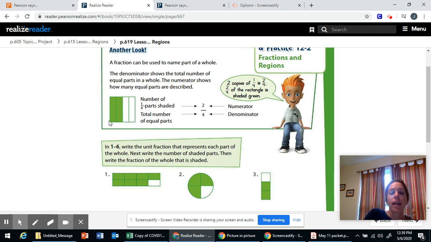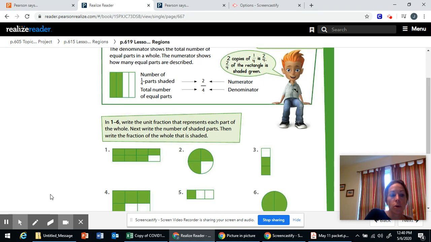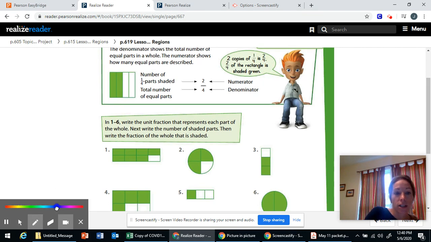So for example, in this model here, the unit fraction would be 1/4. That's each part that makes up that whole, but they shaded in two. So now if they want to know how many parts are shaded, it would be 2/4, because just like the little boy is saying, 2 copies of 1/4 is 2/4. So down here in your directions, it actually wants you to do two things. And I am going to color code these directions for you.